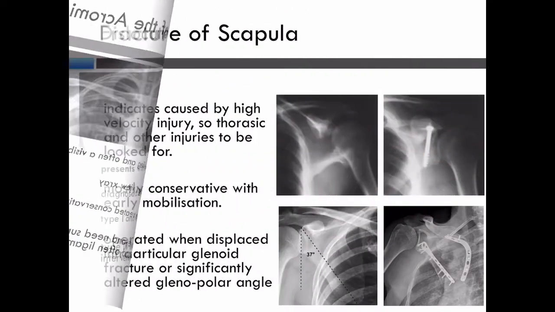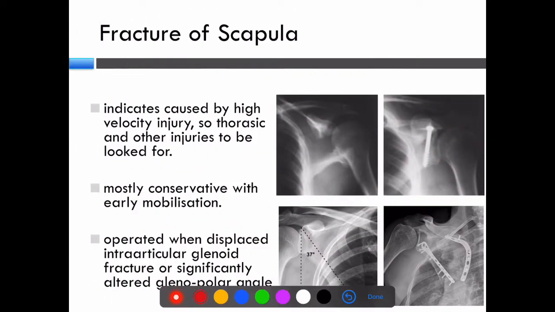Okay. Our next topic is fracture of the scapula. It's not very common, but when it occurs, it is generally associated with a high velocity injury. Always be careful about diagnosing a scapular fracture because it is usually associated with some chest injury or other life threatening injuries. So mostly conservative, but sometimes it needs operation.